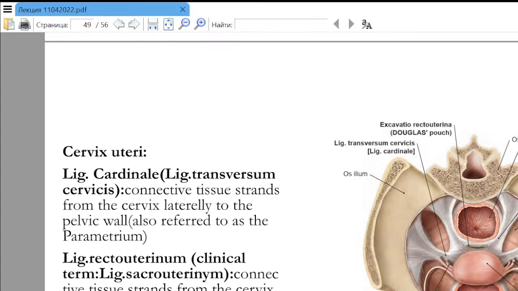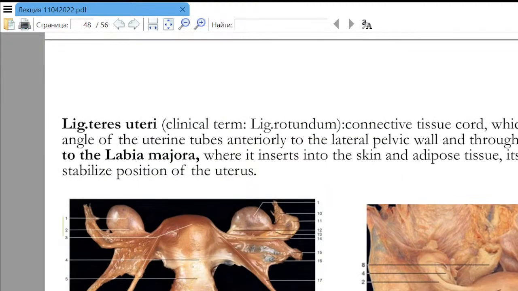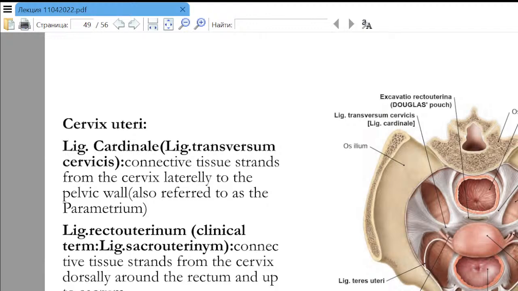Cervix uteri, ligamentum cardinale, ligamentum transversum cervicis. Ligamentum cardinale, ligamentum transversum cervicis, connective tissue strands from the cervix laterally to the pelvic wall, also referred to as parametrium.